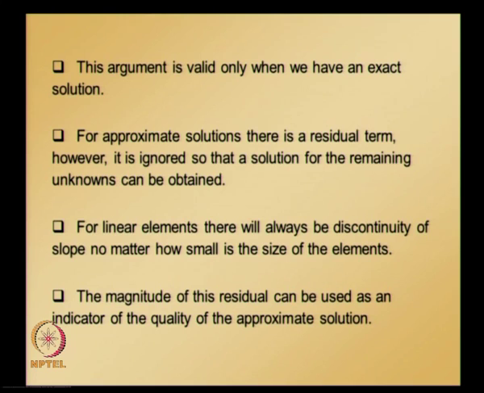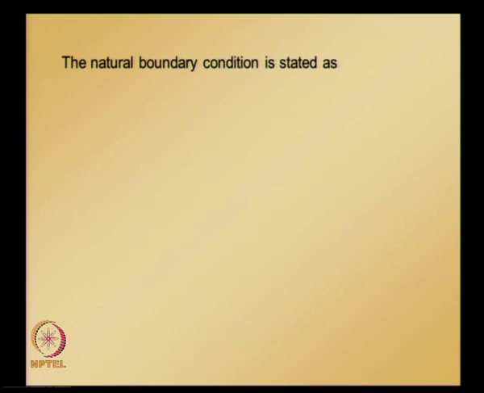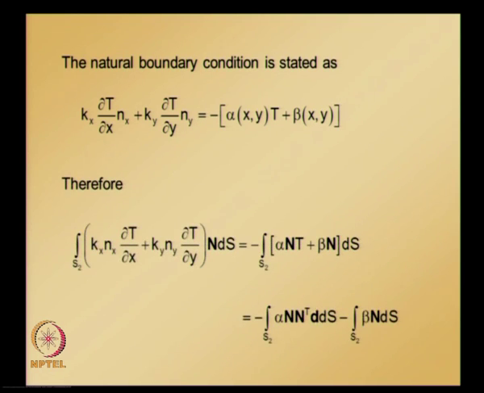So now let us look at how to simplify further the boundary integral term using the specified natural boundary conditions. The integral over S2 is this one, and it can be evaluated using the natural boundary condition. Let us see what natural boundary condition is given. The natural boundary condition is stated as kx times partial derivative of T with respect to x times nx plus ky times partial derivative of T with respect to y times ny is equal to minus alpha T plus beta. Substituting this into the integral, it can be simplified in this manner, and substituting the finite element in terms of nodal values and shape functions, it can be further simplified in the manner shown in the equation.